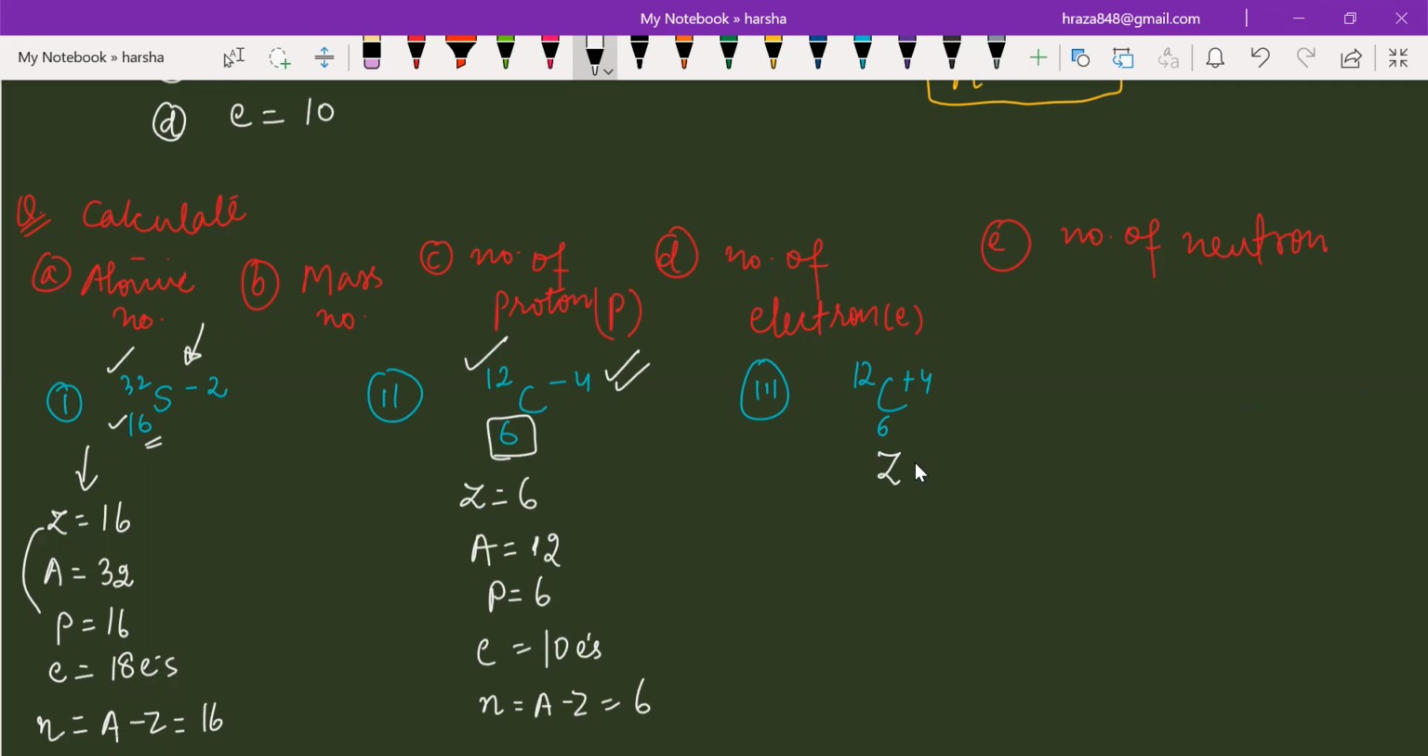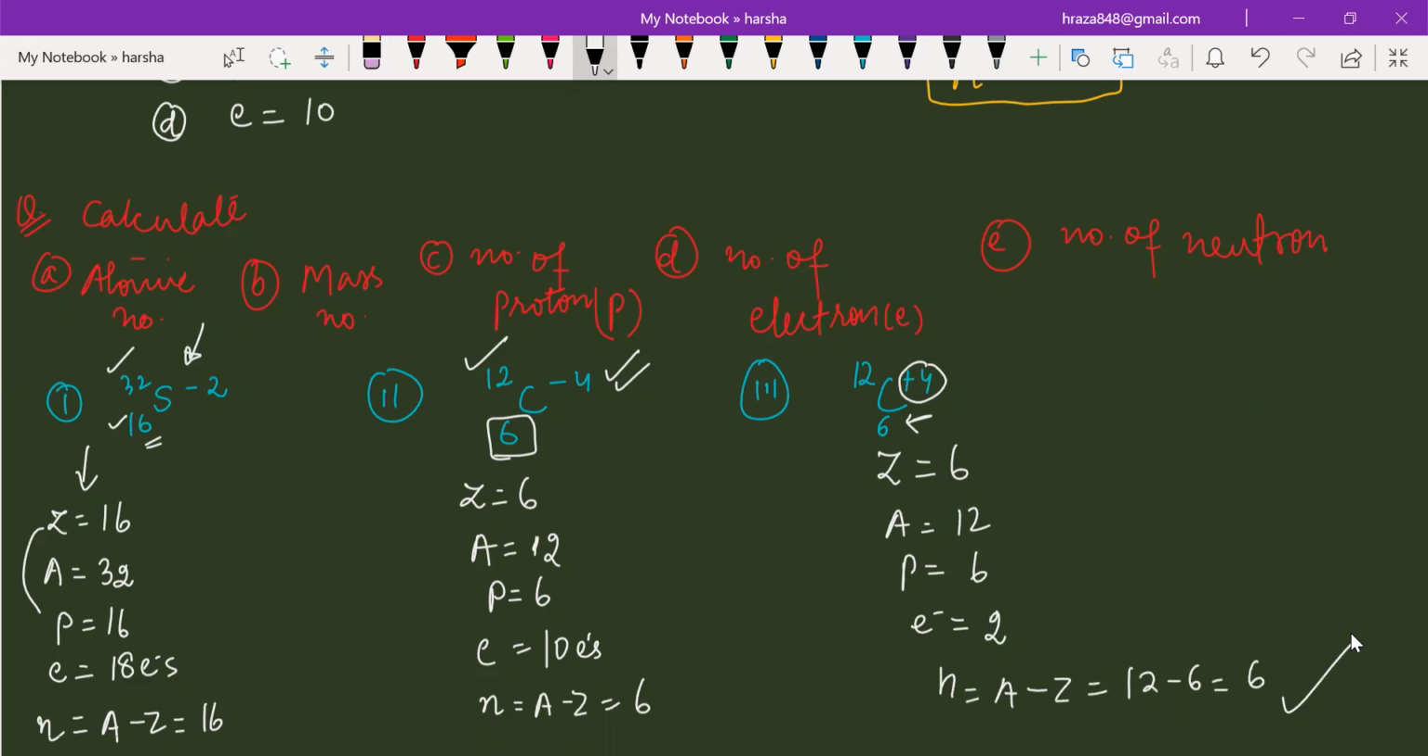Now for this one, Z will be equal to 6, A will be equal to 12. Number of proton is always equal to atomic number. Number of electron: plus 4, that means initially it was 6, and it loses 4 electrons. So 6 minus 4, that will be equal to 2 electrons. Also number of neutron is equal to A minus Z, so it will be 12 minus 6, that will be equal to 6.